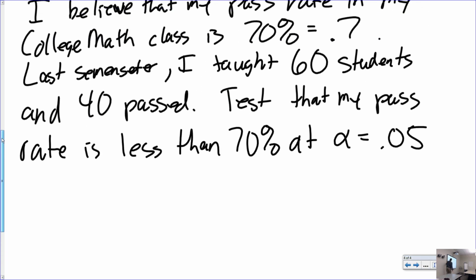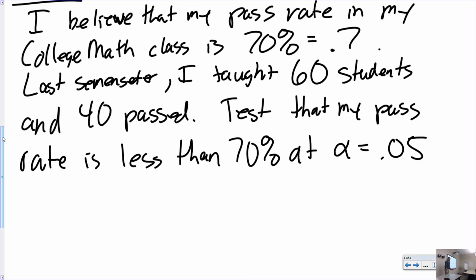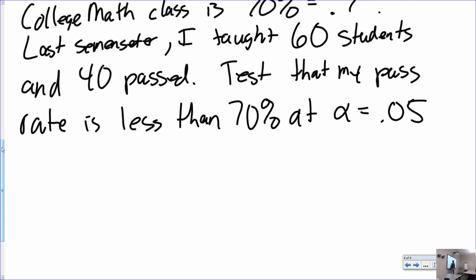All right, so what are we going to do first? So p-hat is the 60 students. That's your sample population. That's n. Then the 40 is the number that passed. That's the x. So p-hat is always x over n, right?